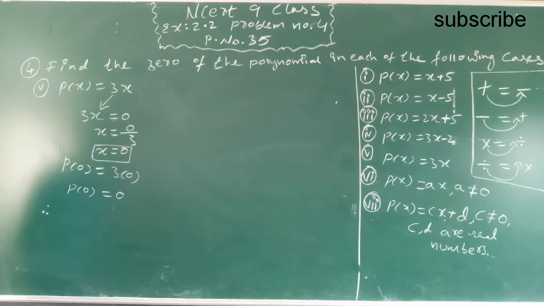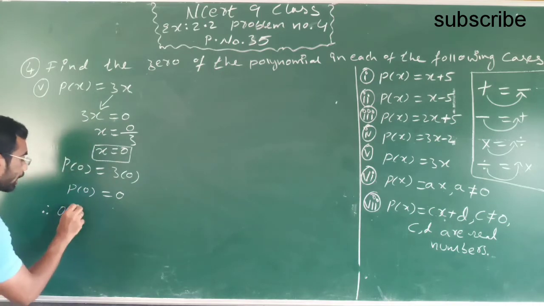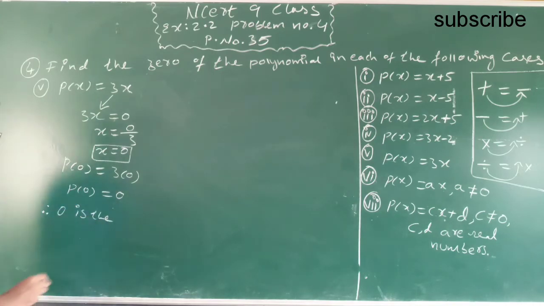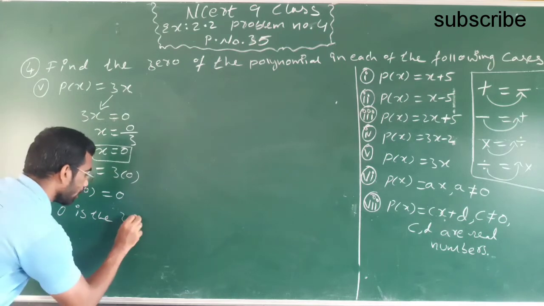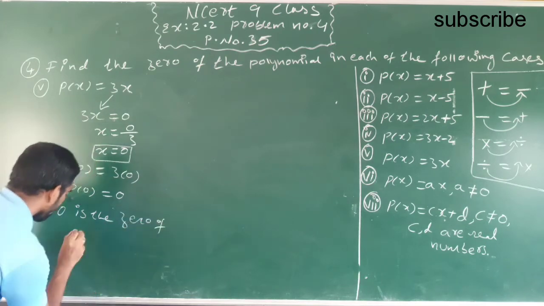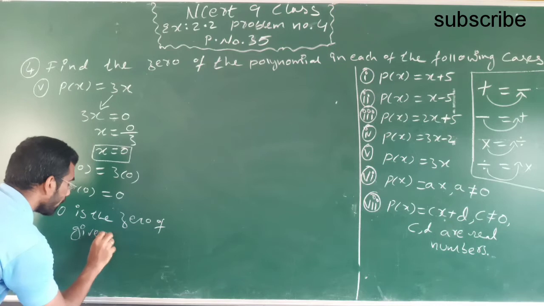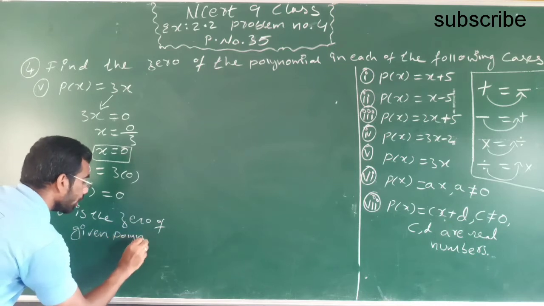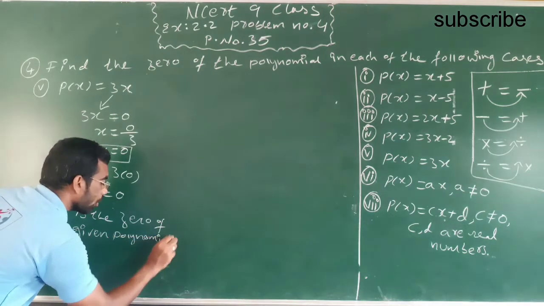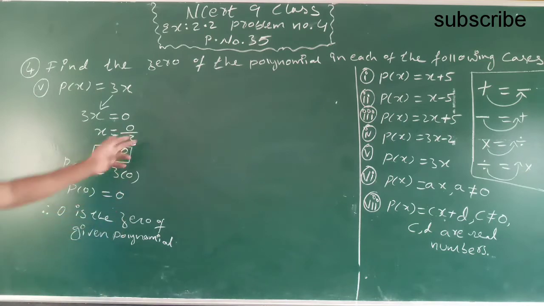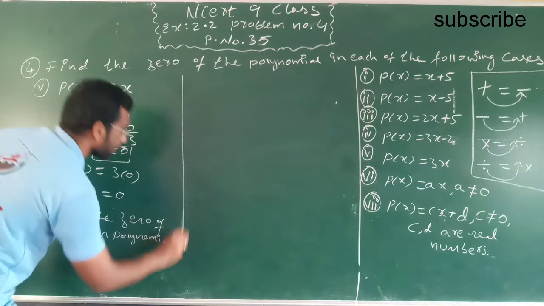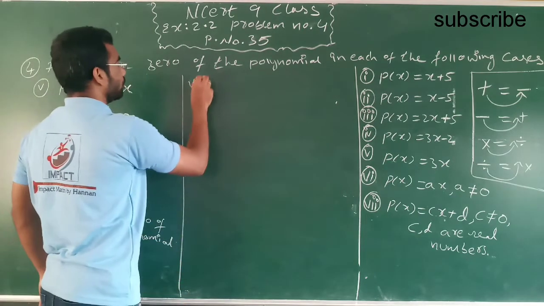Therefore, 0 is the zero of the given polynomial. You can write 0 by anything, or you can write 0 by 3 also, no problem. Okay. Now, next, sixth problem.